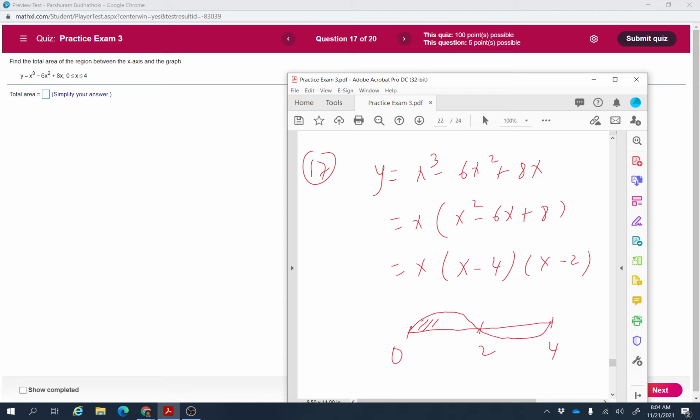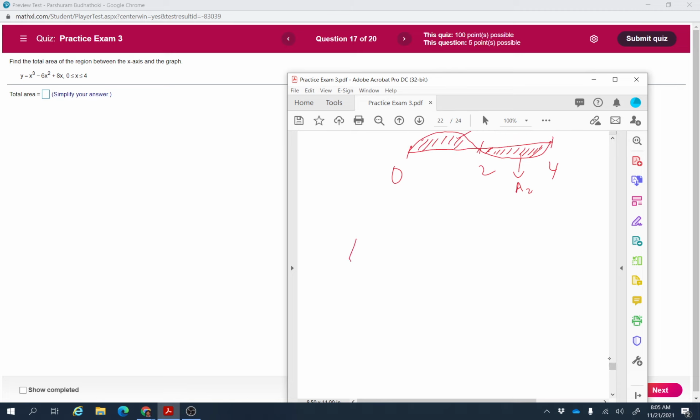So when you try to plot the graph, the function would look like this. If we want to find the area, we can use integration for finding the area of this part, a1. But if you use the integration from 2 to 4, that integration gives you the negative of the area. So this a2 would be negative. So what do you have to do? The total area is a1 plus the absolute value of a2. a2 means the integration from 2 to 4.